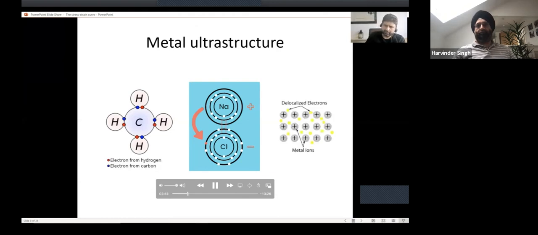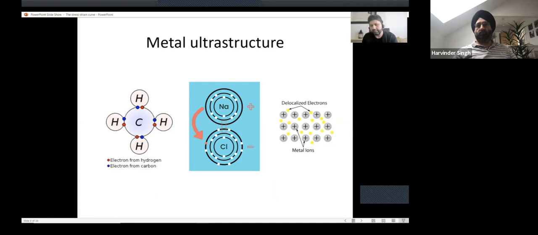The metallic bond is different in the sense that we've got all these metal atoms all together, and they give up all of their outer valency electrons to form this sea of electrons which can actually move around. And that's what imparts thermal and electrical conductivity to metals.